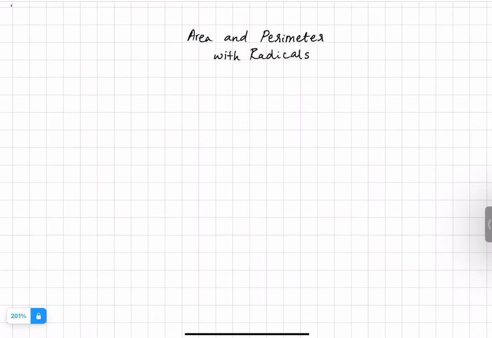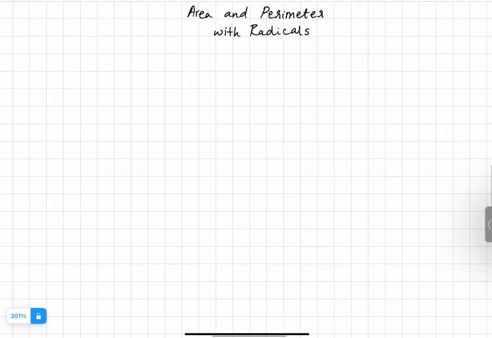Hey guys, so today we'll be talking about area and perimeter with radicals. So, a quick review about area and perimeter. Area talks about basically the area within a shape. So inside this rectangle, we're talking about all the space filled in this rectangle. And when we talk about perimeter, we're talking about the black line that surrounds the rectangle.